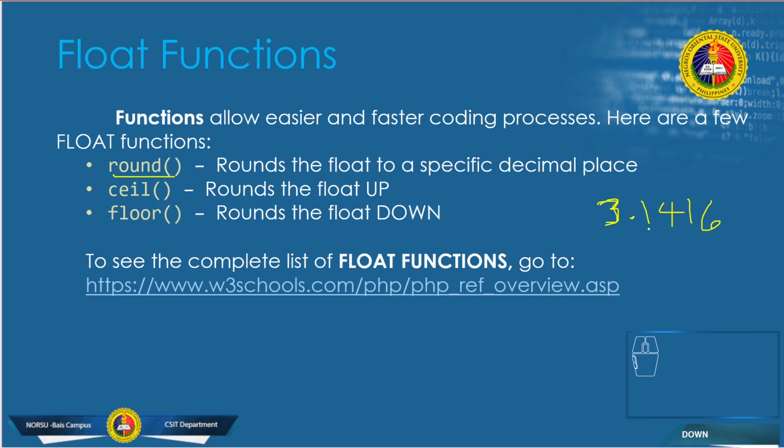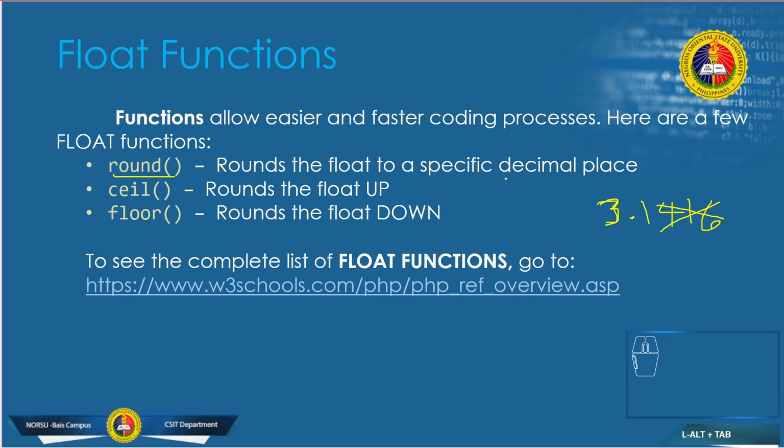How about if we're going to round it to the nearest 100th value? 3.141. Okay, something like that. Basically, it's the same thing. It rounds the float to a specific decimal place. So for example, if we're going to round it to 1 decimal place, we're just going to remove the rest, and it becomes 3.1 if we round it to 1 decimal place, or the 10th value. So let's try that.